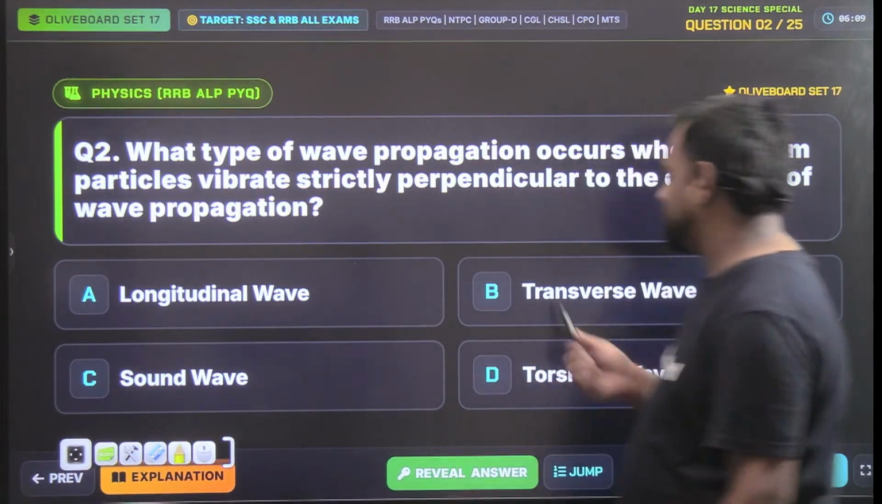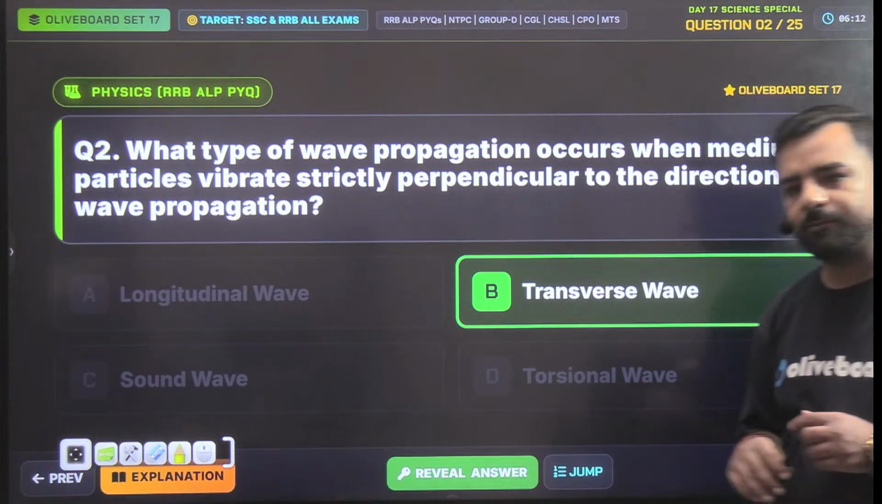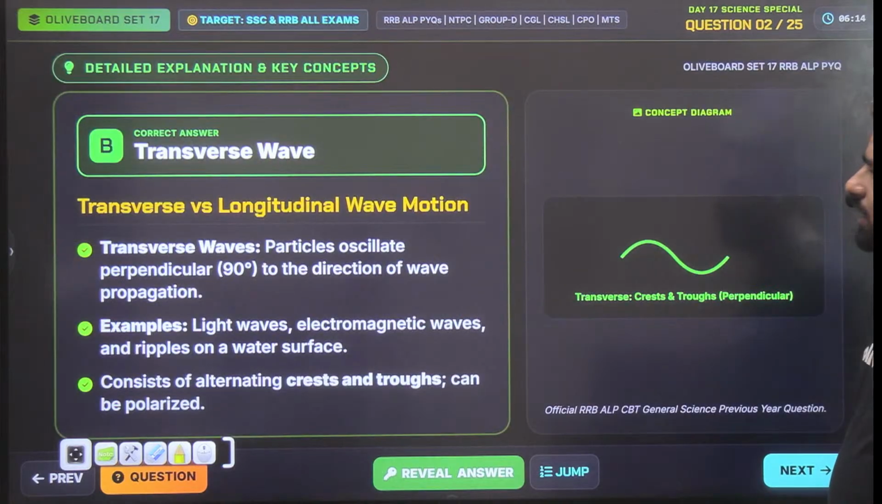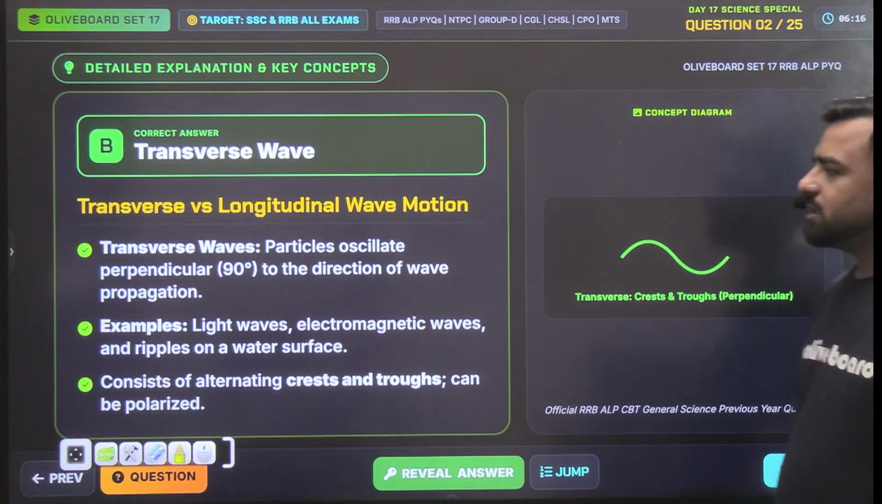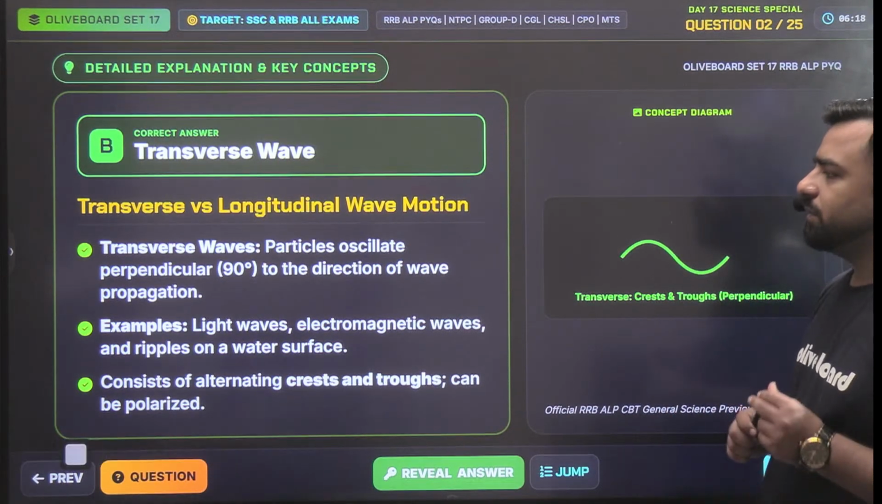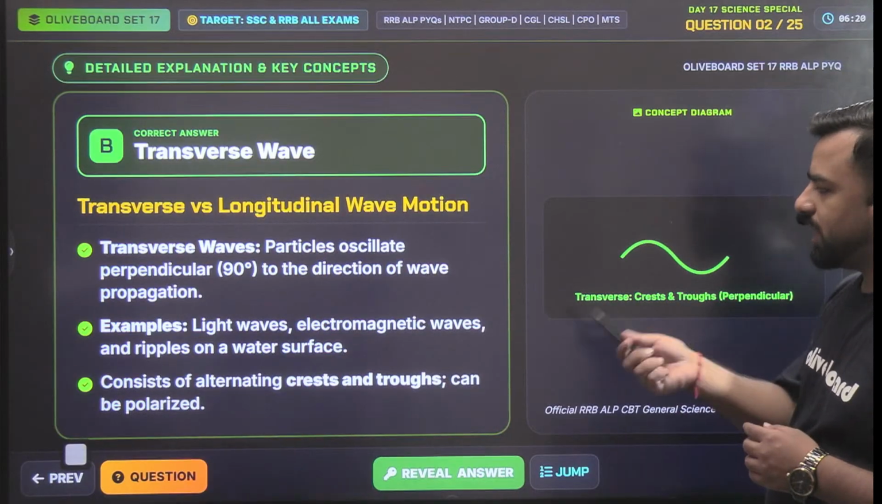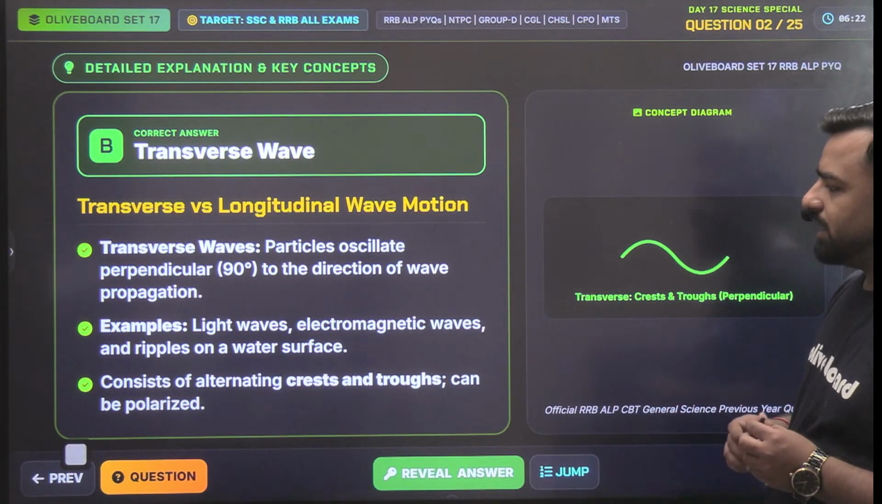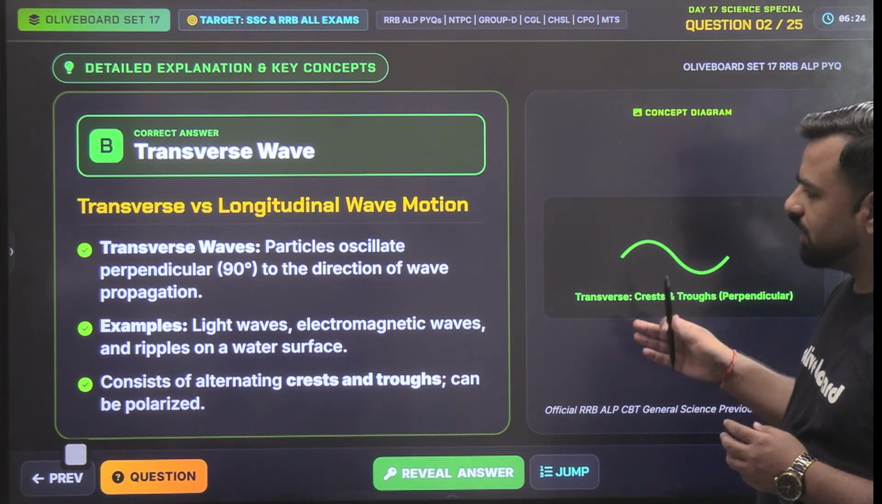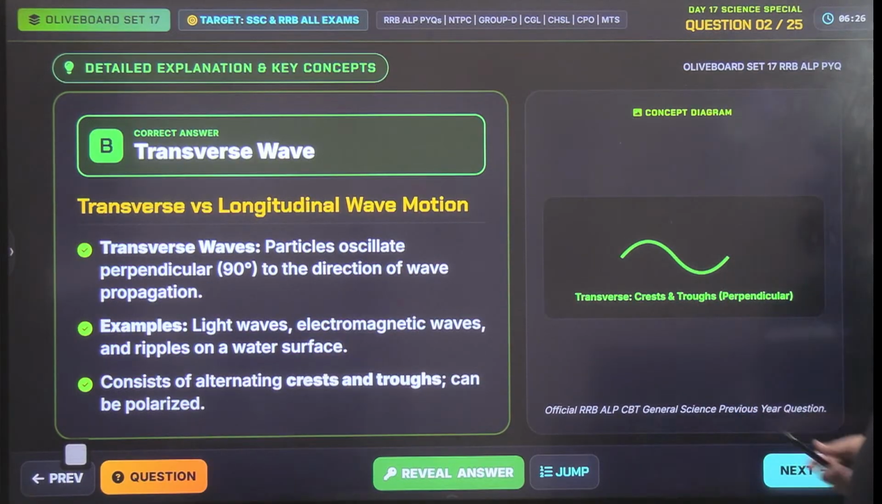So what will be the answer? Option B is the answer, right? Perfect. What about the next question? Particles oscillate perpendicular to the direction of the wave in the case of transverse waves. Light waves, EM waves, and ripples on a water surface are all examples of transverse waves.